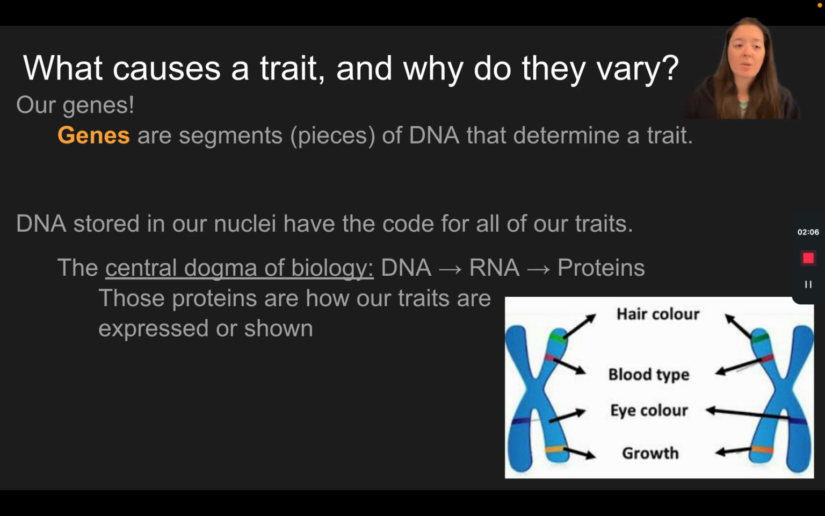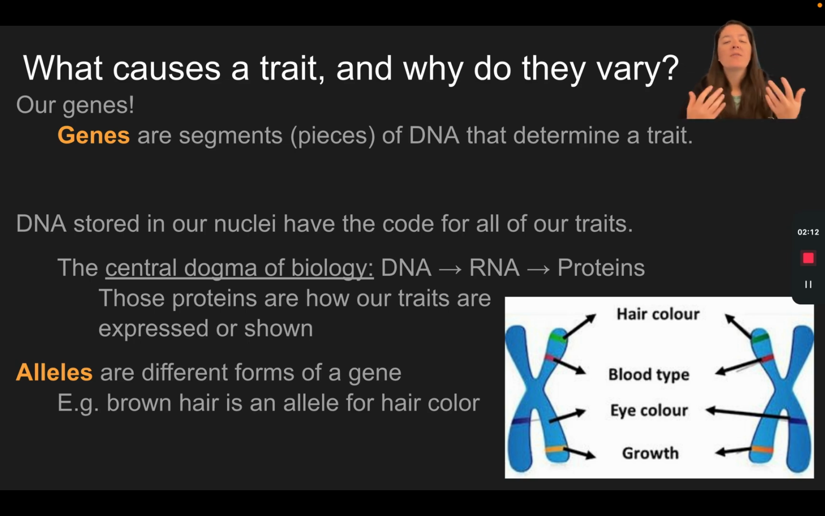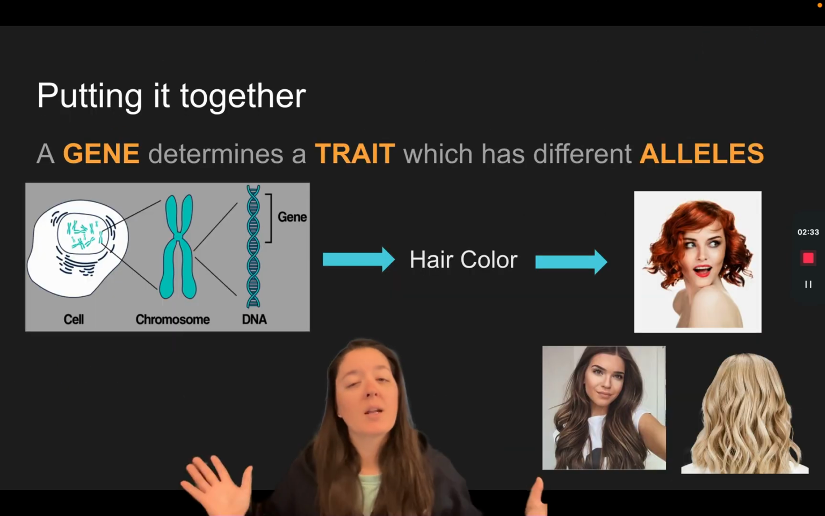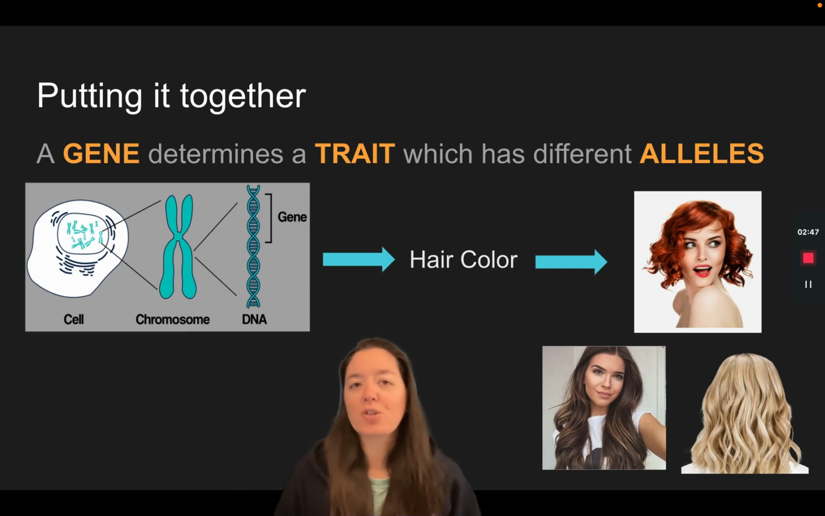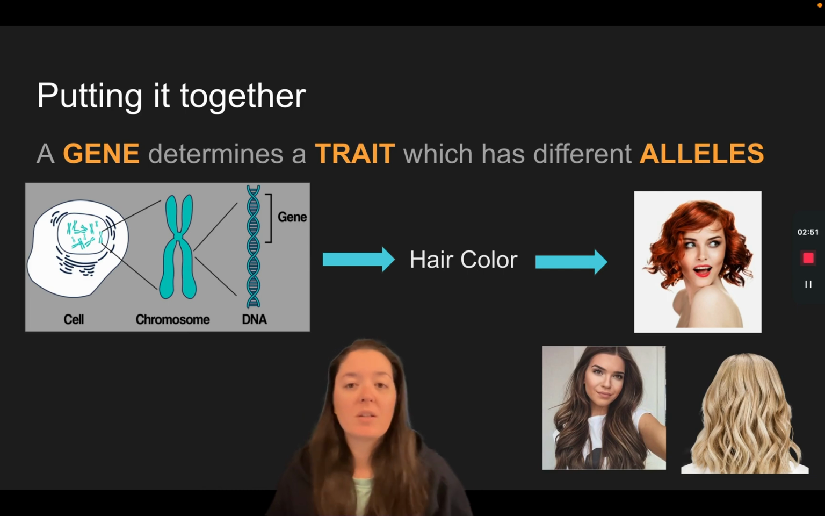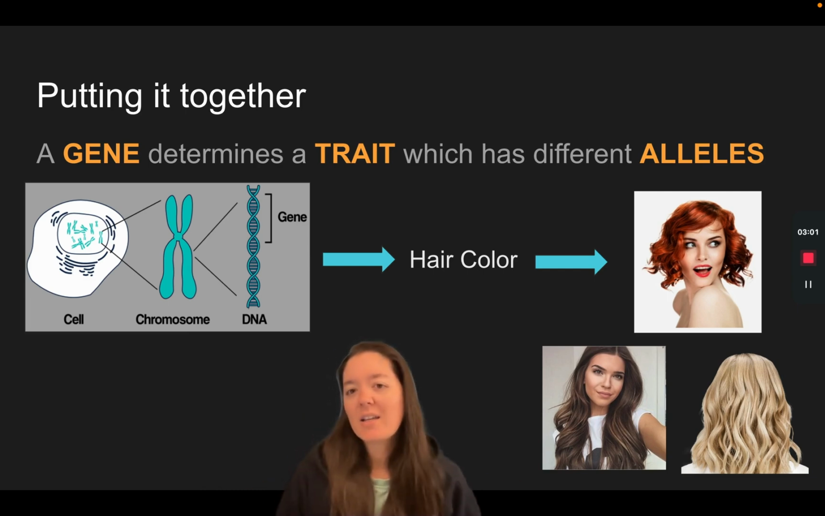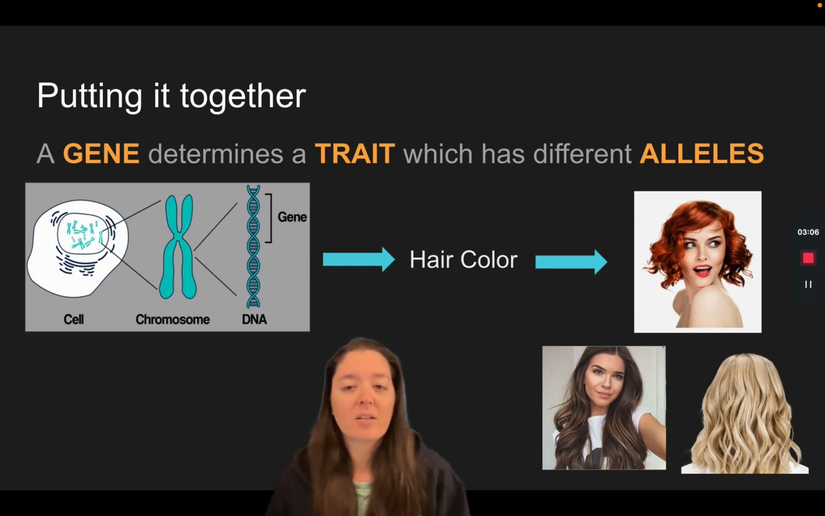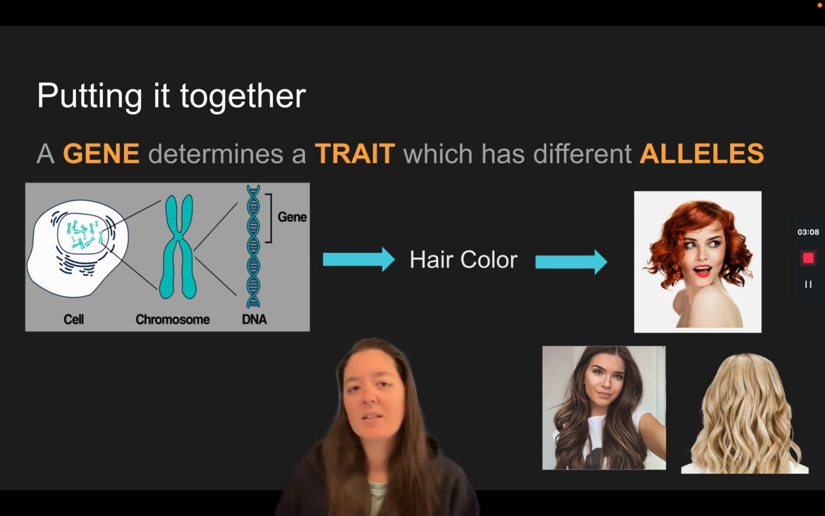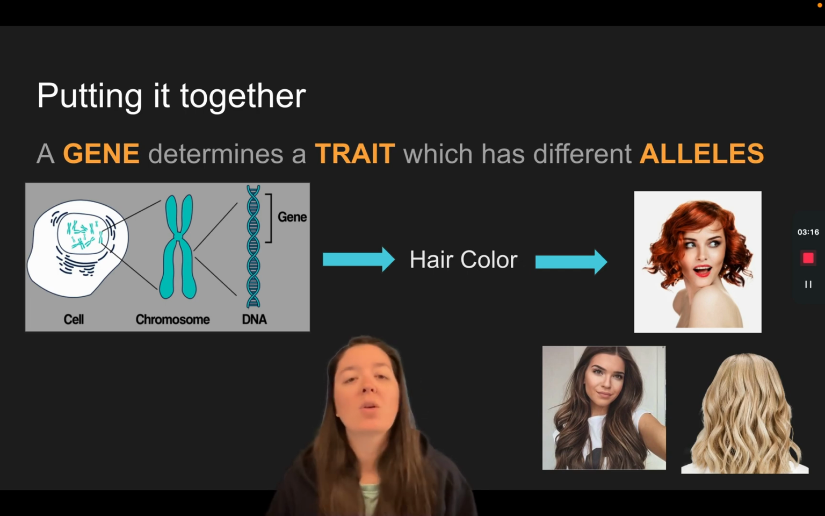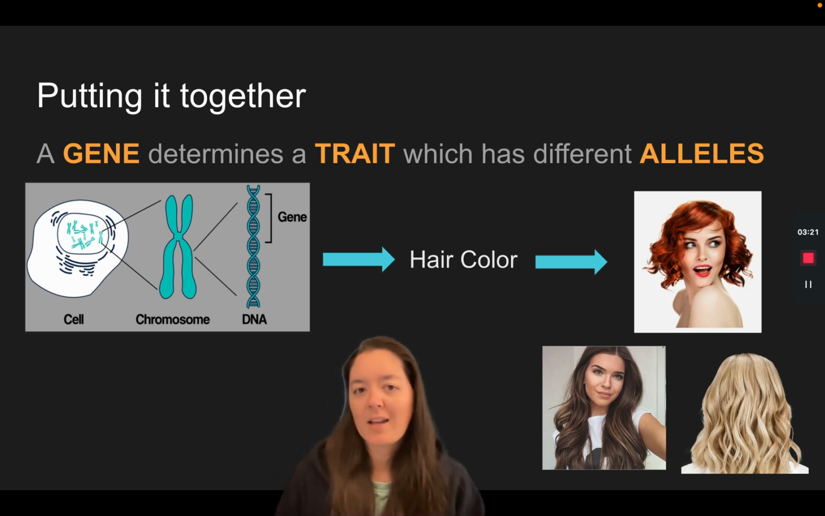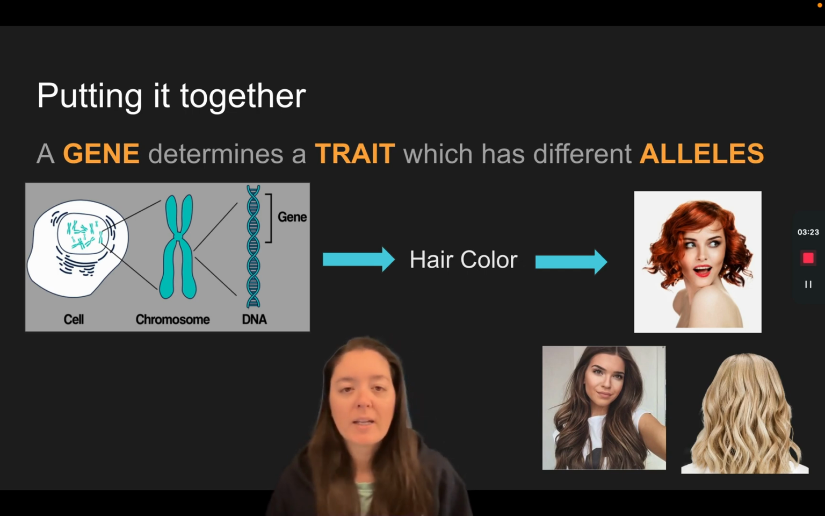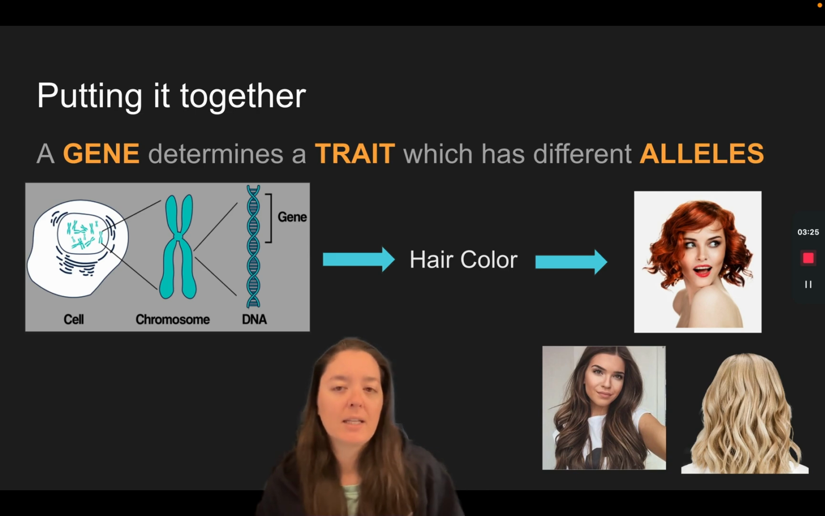A new vocab word coming your way, alleles are different forms of a gene. So to kind of put it all together, a gene determines a trait, and that trait has different forms called alleles. So we could be talking about any of your traits. It could be height, it could be something like hair color. So here we see 3 different alleles of hair color. We see red hair, we see brown hair, and we see yellow or blonde hair. These are all different forms of a trait. So these are alleles of different traits, hair color, and that trait is determined by the gene on the DNA.